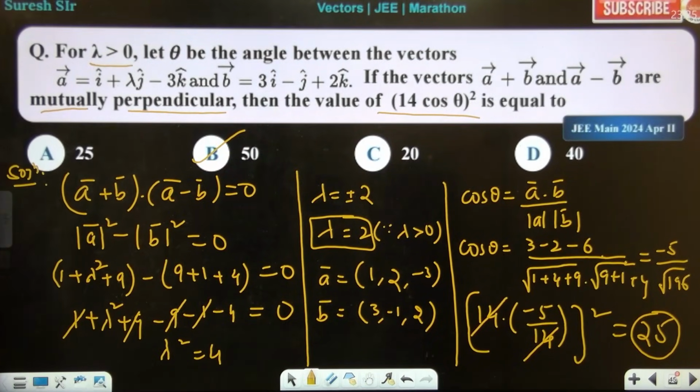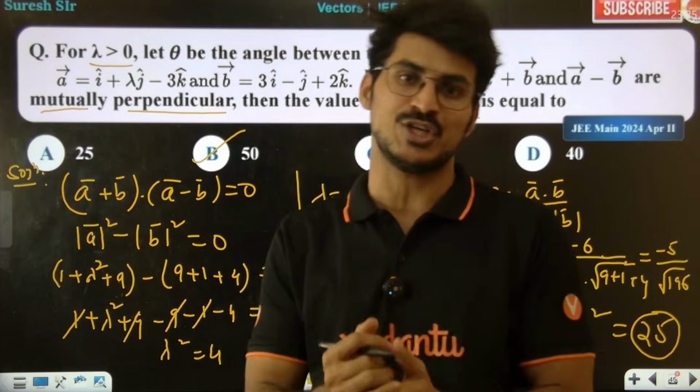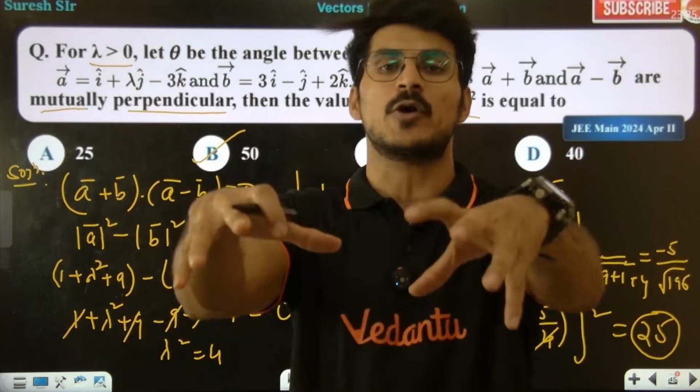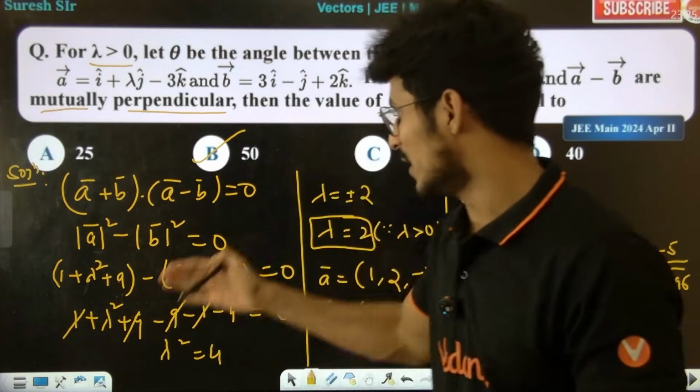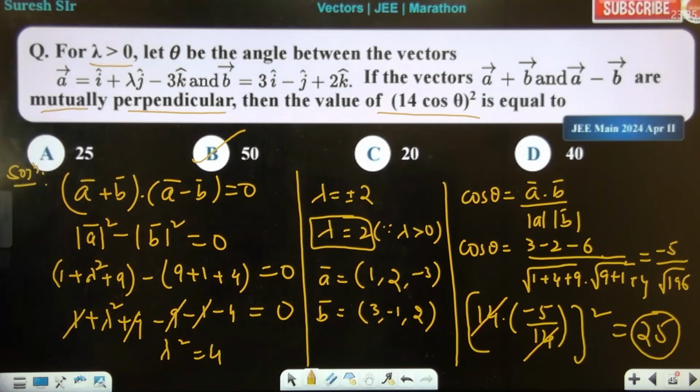How simple it is. The only thing is, two vectors are perpendicular to each other. So when two vectors are perpendicular to each other, our dot product should be equal to 0. And that is the concept I just applied over here. மத்தது எல்லாமே simple. சரியா? Next question போலாமா.